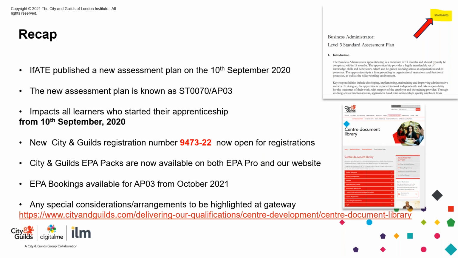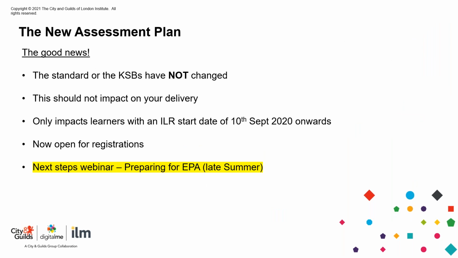Should you need the documentation to apply for any special considerations, please follow the link below, where it will take you to our centre document library. The drop down menu, as you can see in the screenshot on the right hand side, will have the access arrangements there to fill out the relevant documentation. Just to recap then, the standard itself, the KSBs, have not changed. So it doesn't matter if you're on version 1 or assessment plan number 3, the KSBs have not changed. Because of that, it won't impact your delivery.